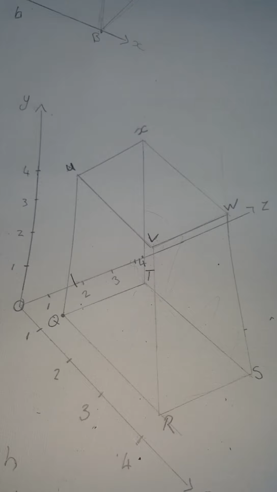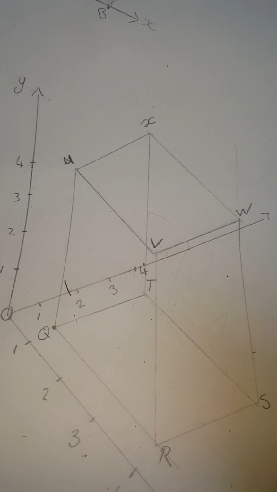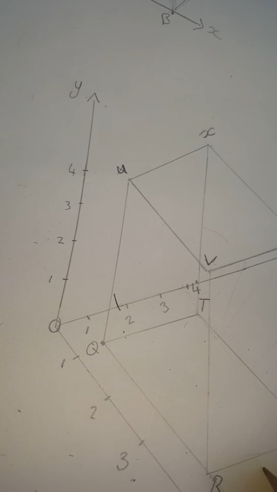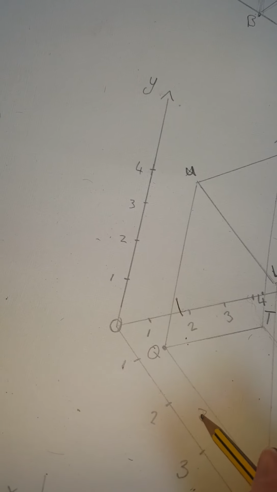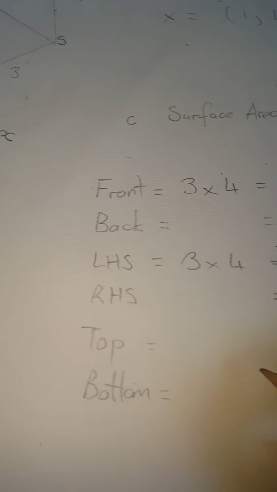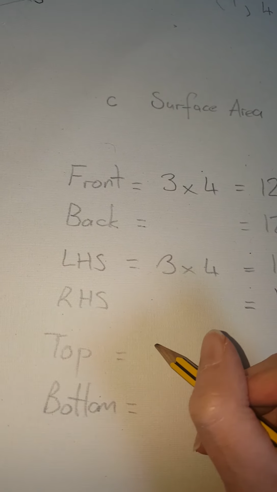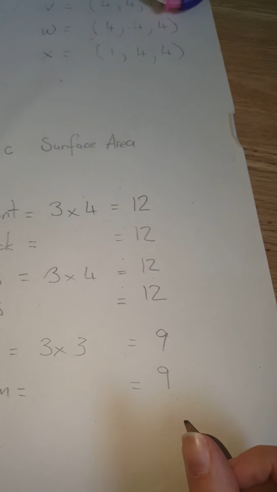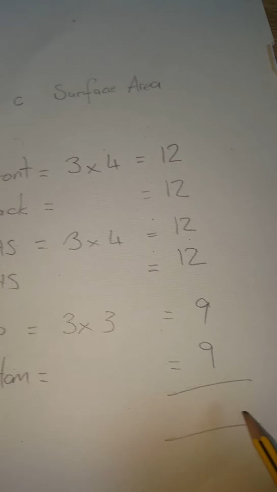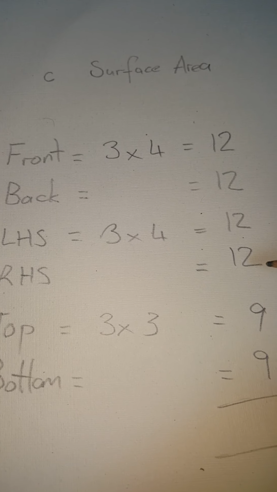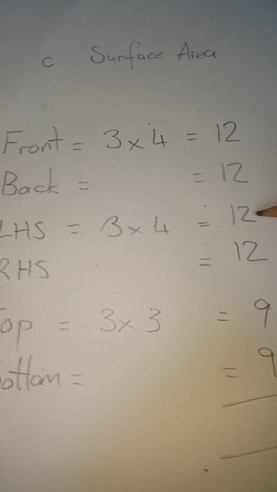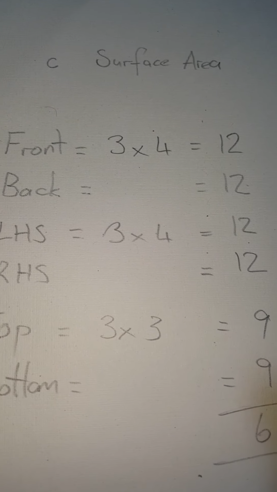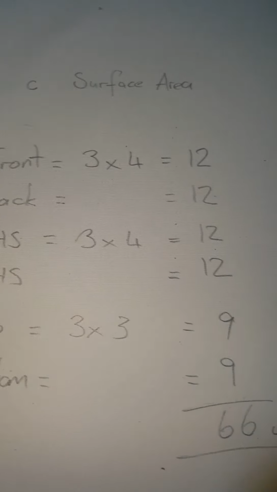If you look at the top, it really doesn't look like it, my diagram's terrible, but this goes from 1 to 4, so that's 3, and this goes from 1 to 4, so that's 3 as well. So what we have is a 3 by 3 square, although it doesn't look like it. 3 times 3 gives us 9, and the bottom will be the exact same, 9. To work out the total surface area, I just need to add all these up. So I've got 18, add 12 gives me 30, 42, 54, and 66 units squared.